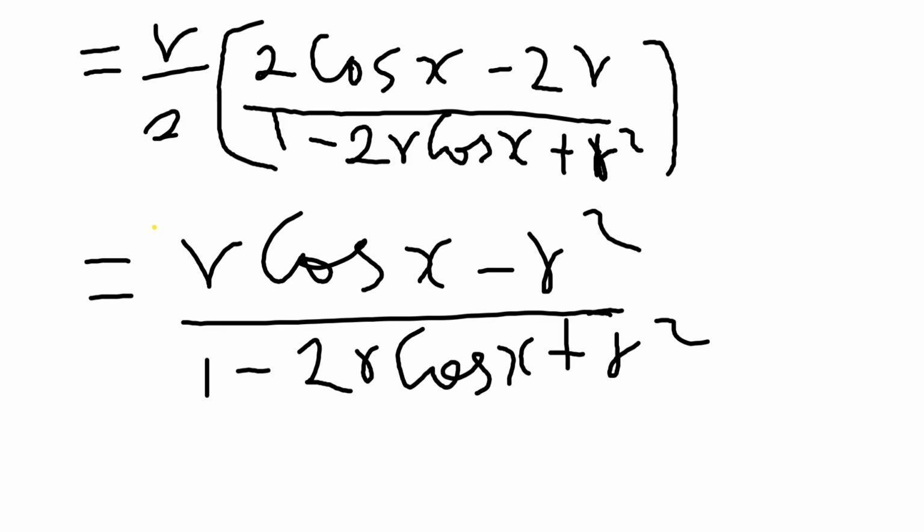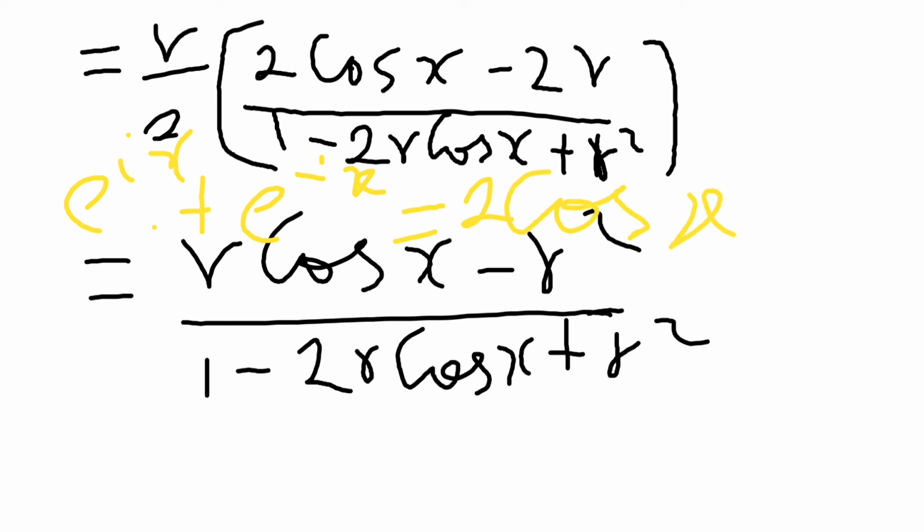Then here finally we already have r all over 2 and this. Then we recall that e^(ix) plus e^(-ix) is equal to 2 cos x. So that's why I replaced e^(ix) plus e^(-ix) as 2 cos x. So I replace it with 2 cos x minus 2r, which is what we have there by collecting the like terms. And then in the denominator, I also have the same thing here, 1 minus 2r cos x.